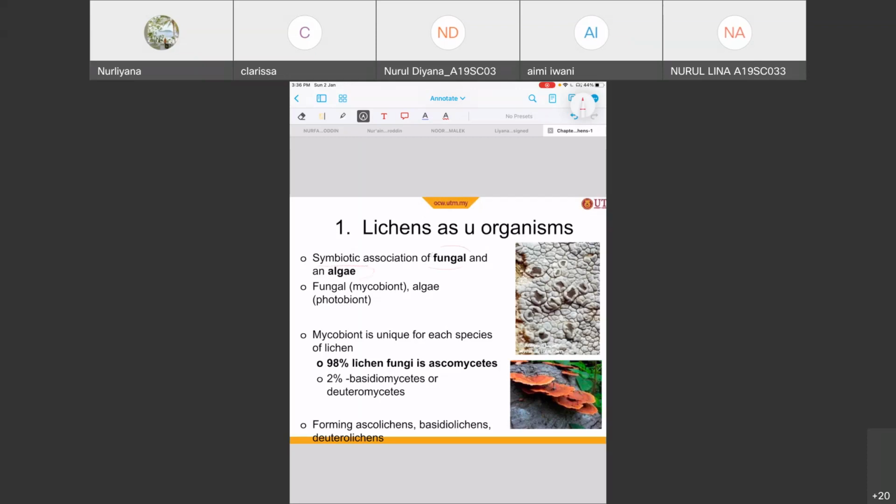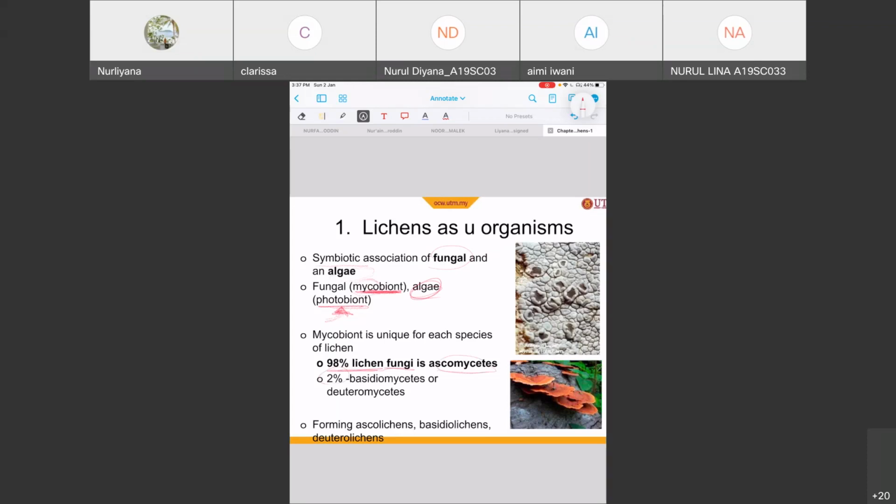So that means the fungal is a mycobiont, and algae is a photobiont. Why we are calling it a photobiont is because they are the main source for photosynthesis. Okay, myco is the fungi. So the mycobiont is unique for each species of lichen because 98% of lichen fungi is ascomycete. This is the type of fungi, and 2% of them are basidiomycete or deuteromycete.